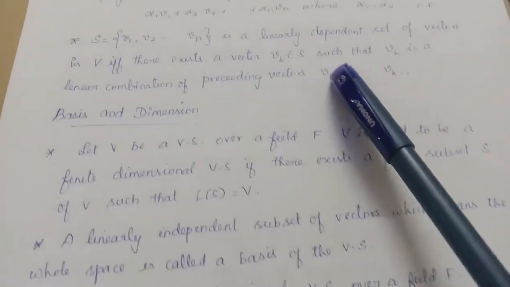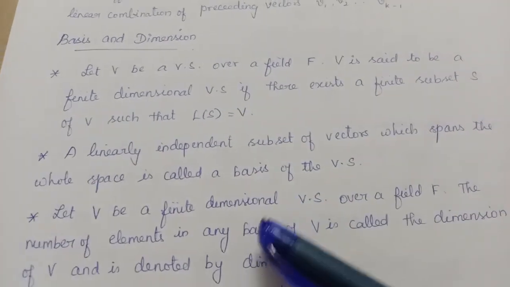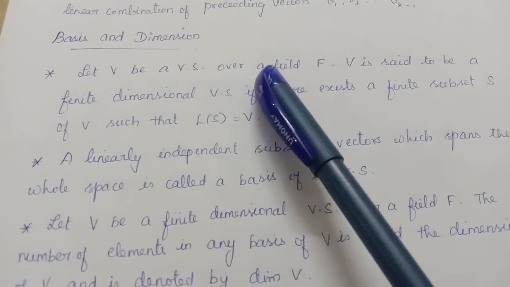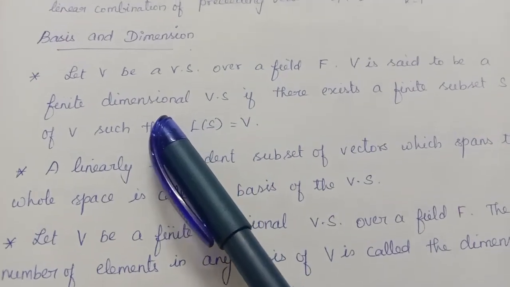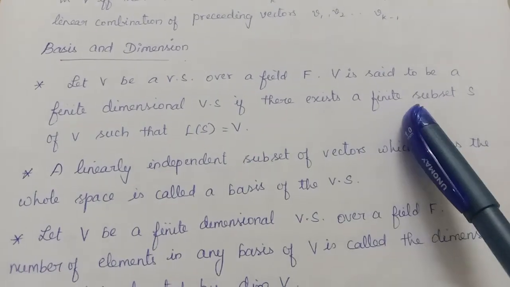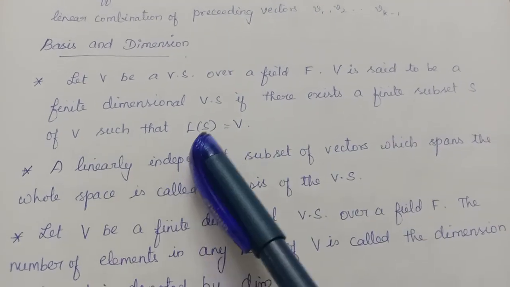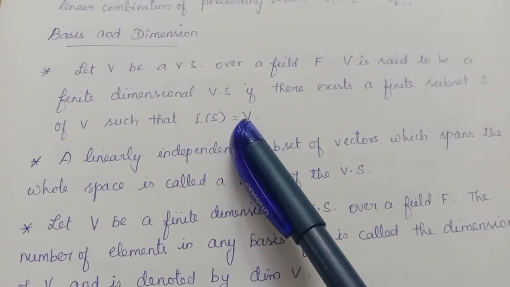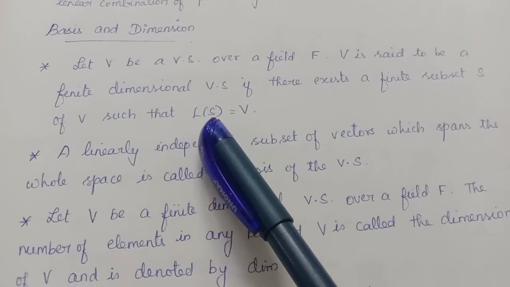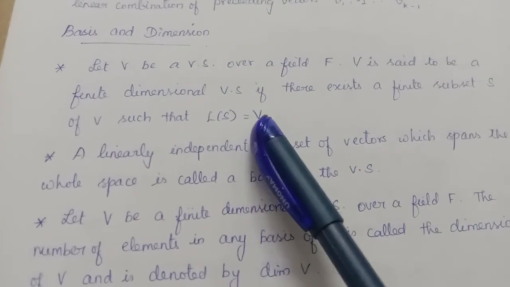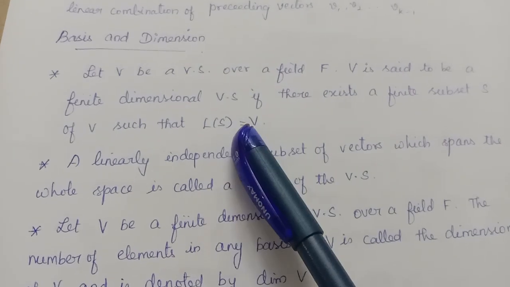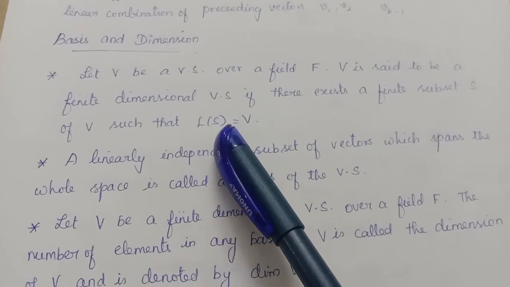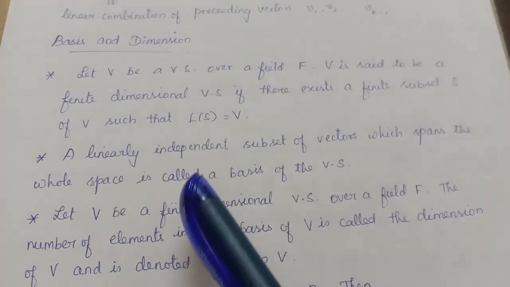Then the next one, let us come to basis and dimension of vector spaces. A vector space V over a field F is said to be finite dimensional if there exists a finite subset S of V for which L(S) is equal to V. That means we have a finite set which spans. L(S) is the spanning set. If we get L(S) equal to V for a finite subset S, then the vector space is finite dimensional.